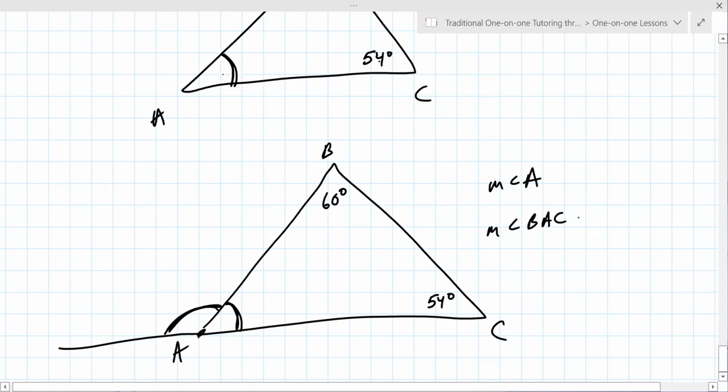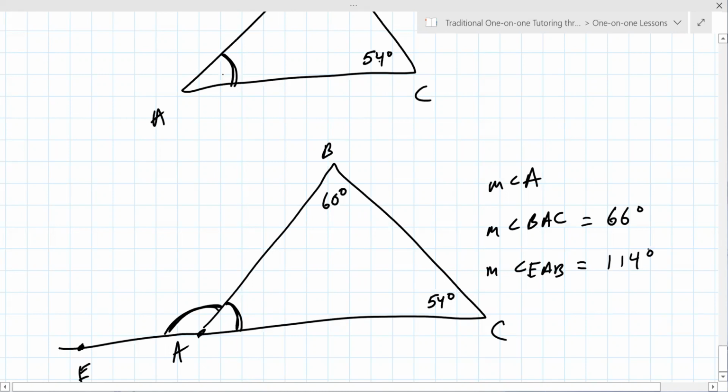Then you would say 134. No, wait, what am I saying? No, it's still 66 degrees. But if you want the other one, let me put another point out here. Measure of angle EAB, that's 114 degrees.